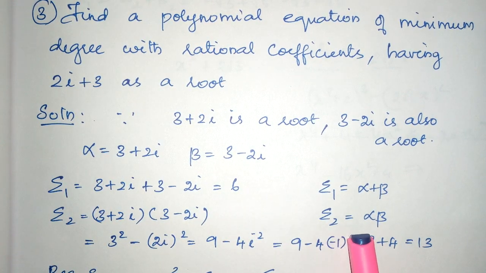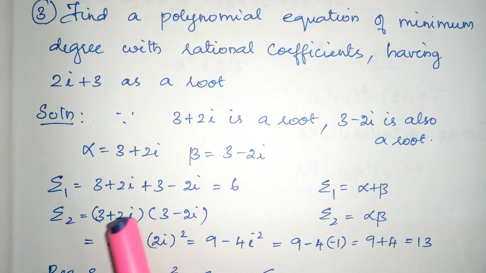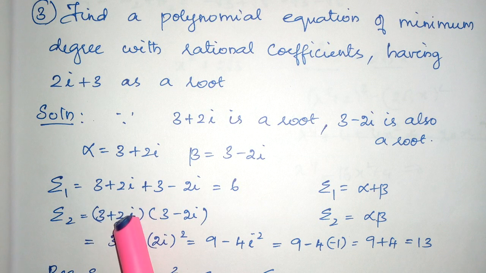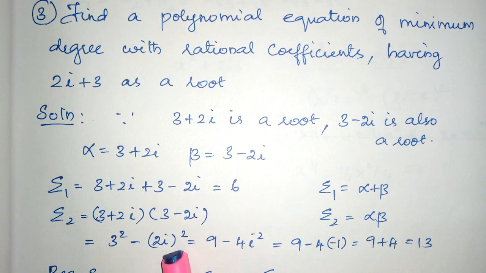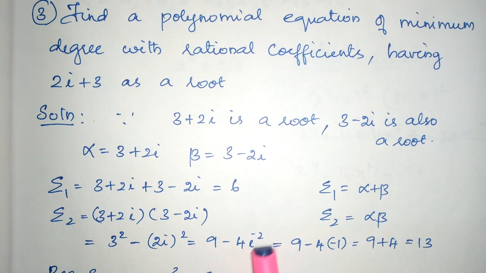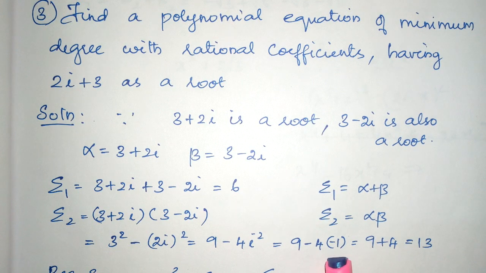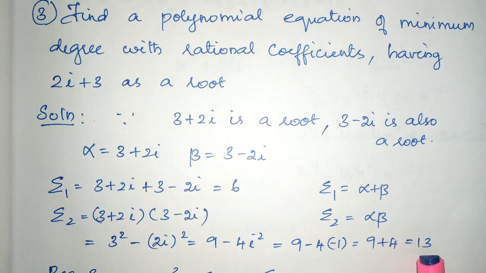And sigma 2 is equal to alpha into beta. So the product of the two terms, (a plus b) into (a minus b), a square minus b square, which is 3 square minus 2i the whole square. 3 square is 9 and (2i) square is 4i square. i square is minus 1. So 9 minus 4 into minus 1, 9 plus 4 is equal to 13.